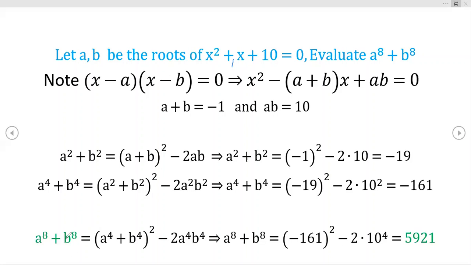And so we carry on in a similar fashion. We know what a to the 4th plus b to the 4th is, and so we're just going to substitute it right here, and we'll have 10 to the 4th right there. And so this is our final answer. The final answer is 5921.